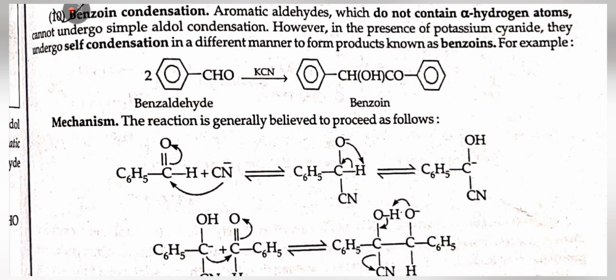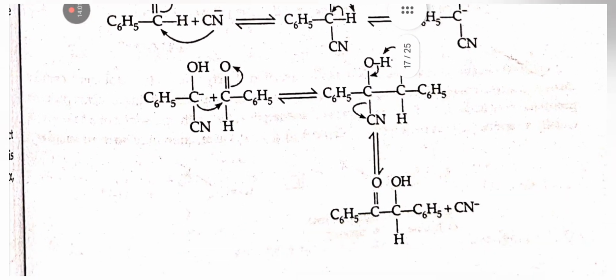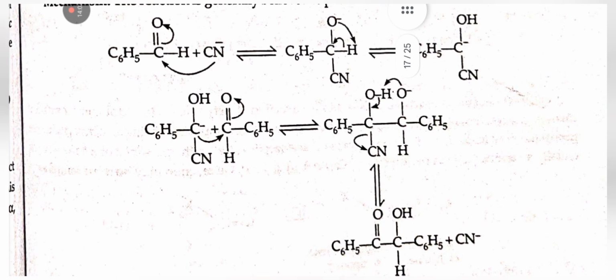Mechanism. The reaction is generally believed to proceed as follows. First of all, CN negative will attack the carbon atom, therefore the carbon-oxygen bond breaks and moves towards oxygen. Further, the carbon-hydrogen bond breaks and moves towards carbon, therefore H positive will move towards oxygen. Oxygen will take H positive. We will get a carbanion.